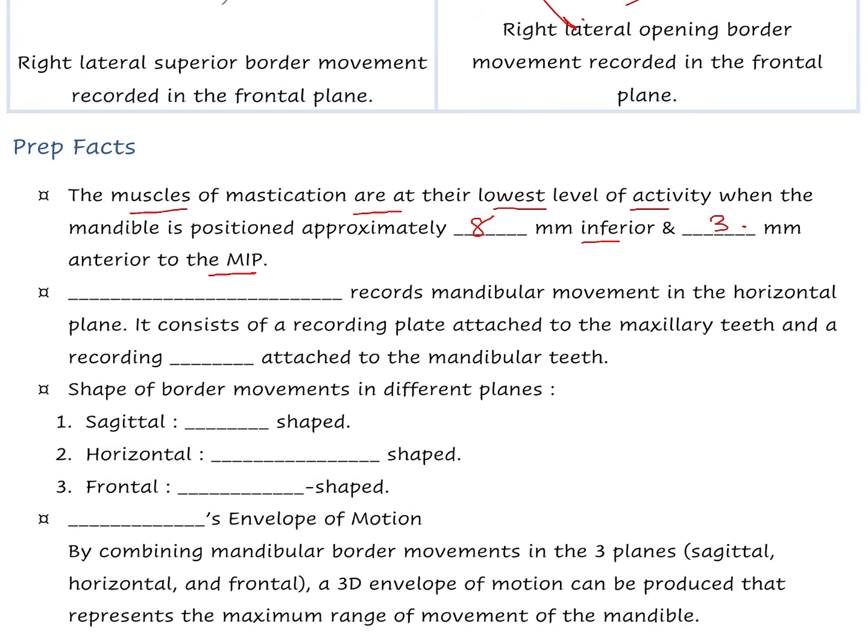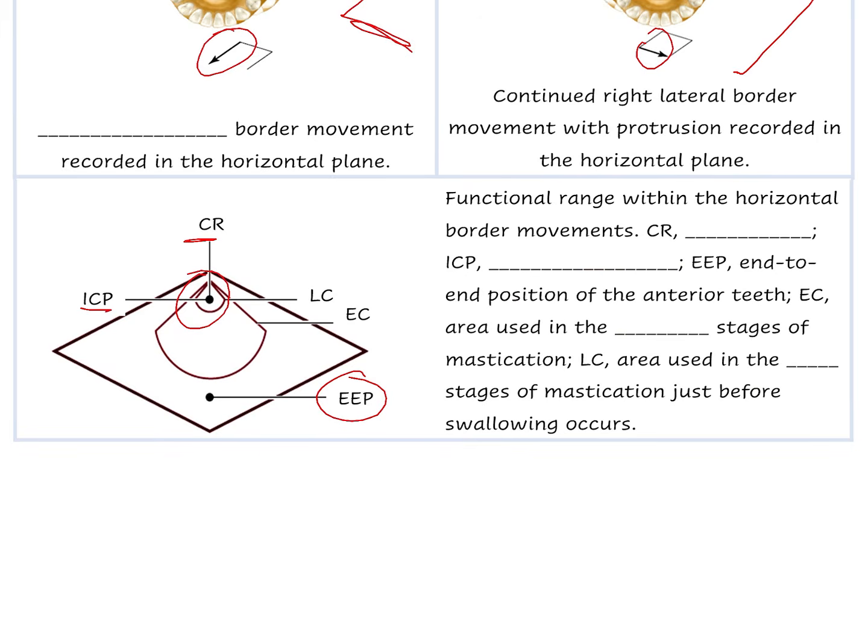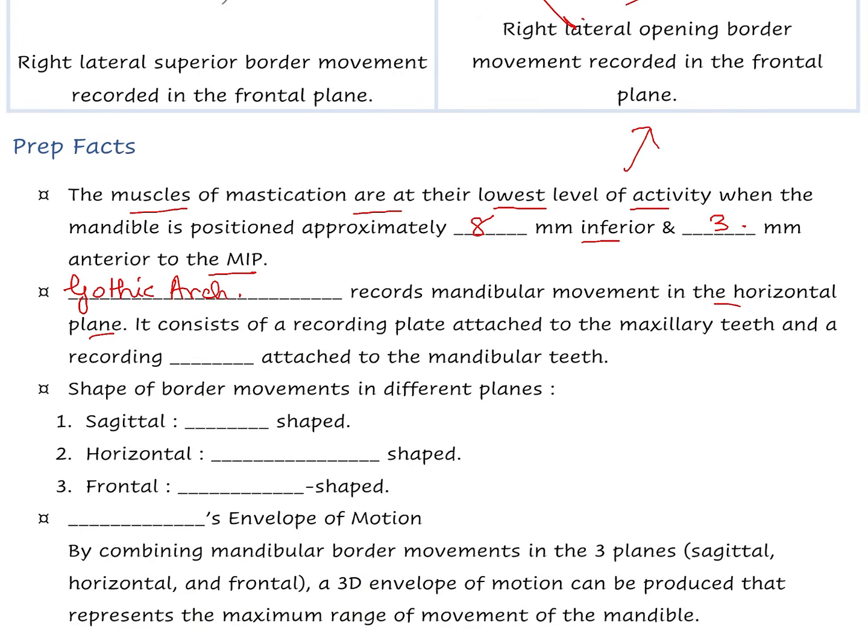Point number 2, blank records mandibular movement in horizontal plane. The answer is Gothic arch tracer. Remember, in centric relation, we get an arrowhead tracing like this. So all that visualization is in this plane. You get from centric relation to protrusion point to left lateral and right lateral. Okay. So this is your arrowhead tracing. Now that occurs in horizontal plane movements.